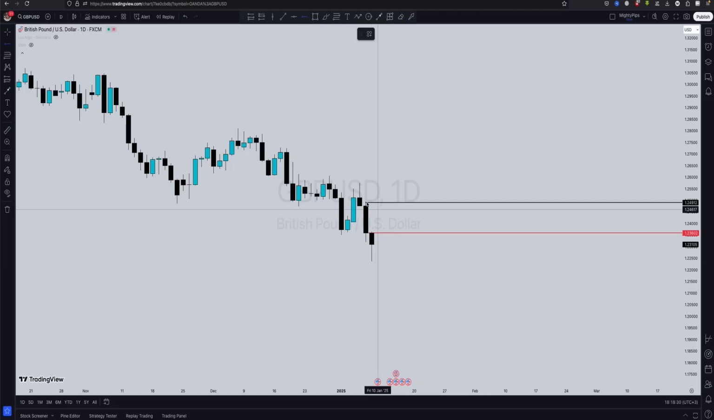Okay, so you mark the high and you mark the close, okay, of that candle, and then you want to mark also its open.